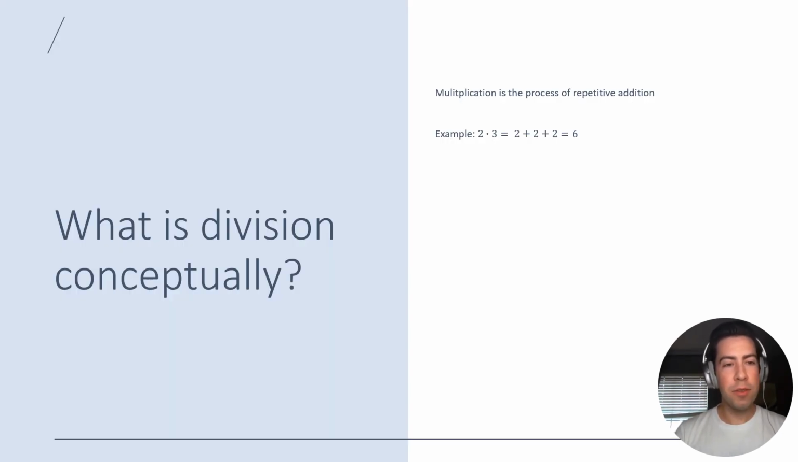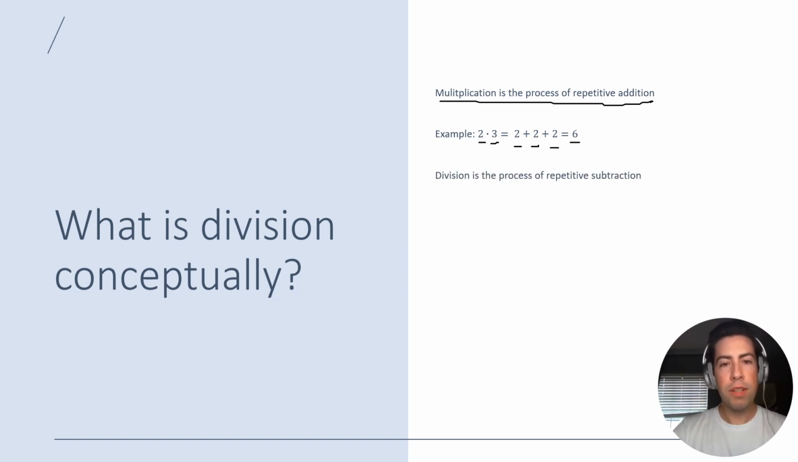Okay, guys, so my first question for you is, what is division conceptually? What I mean by that is, what actually is division? So we know that multiplication is the process of repetitive addition, right? So if I have 2 multiplied by 3, this is saying that I'm going to add 3 2's together, and that's going to give me 6. But what is division? Think about it for a second, and then let's see if you get it right.